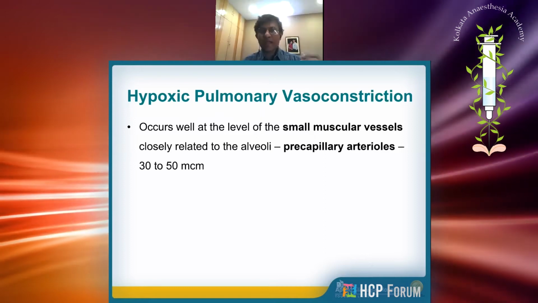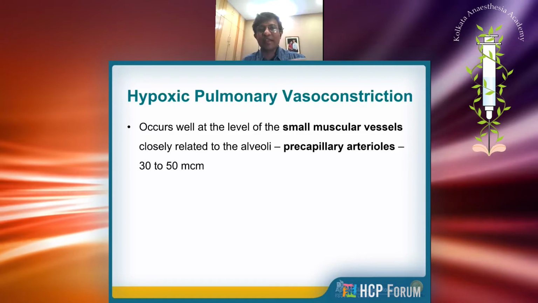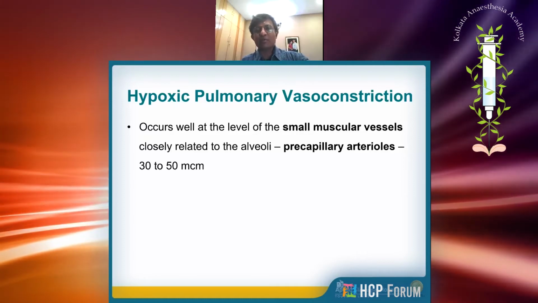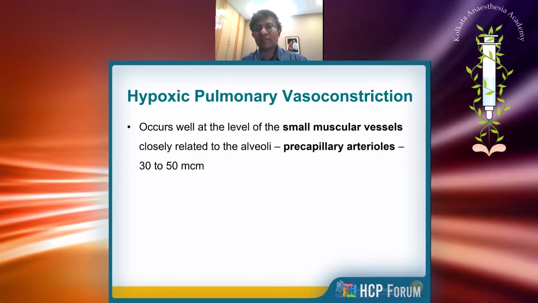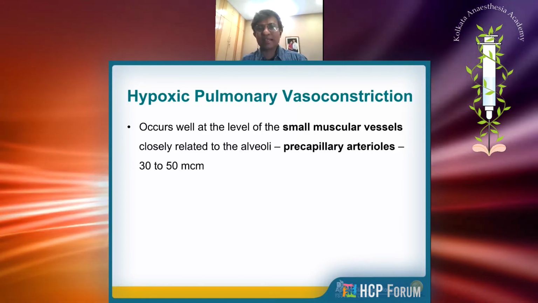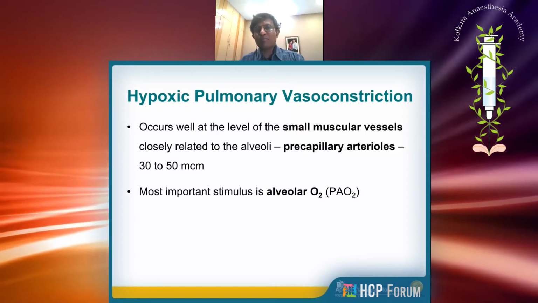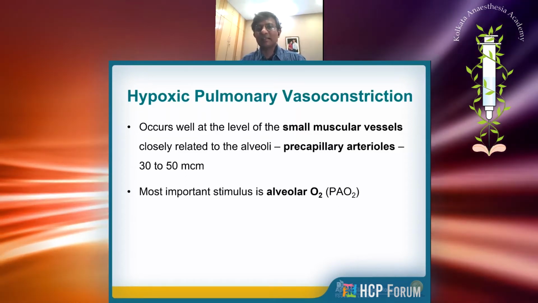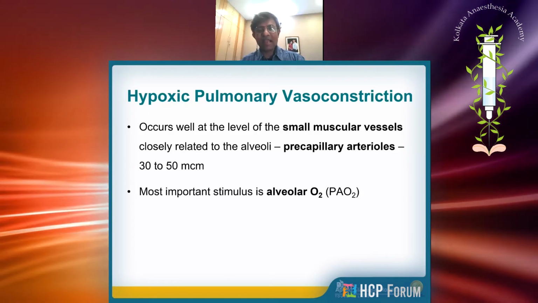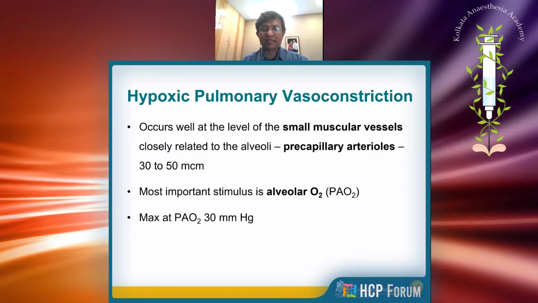And where does it work? It works at the small muscular vessels which are very close to the alveoli. Remember, hypoxemia is happening at the alveolar levels. So this is happening at the precapillary arterioles of smaller size, between 30 to 50 micrometers. And the most important stimulus is the alveolar oxygen. And if it is low, it stimulates hypoxic pulmonary vasoconstriction.